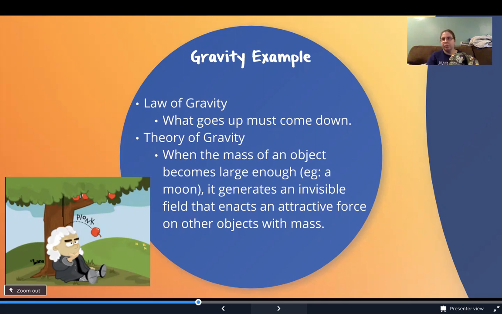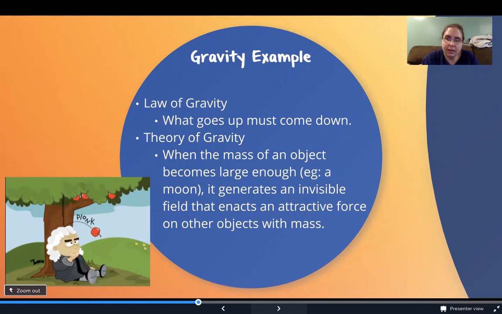What goes up must come back down. I throw something up, it comes back down. That's the law of gravity. It tells me what will occur if I throw something in the air. It will come back down. The theory of gravity explains why the neck pillow comes back down.